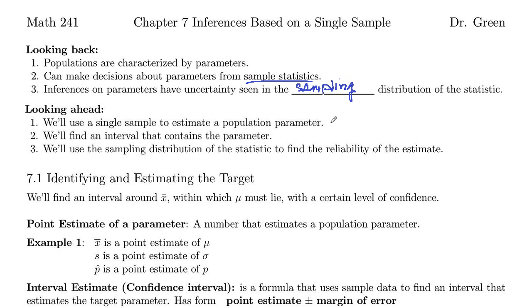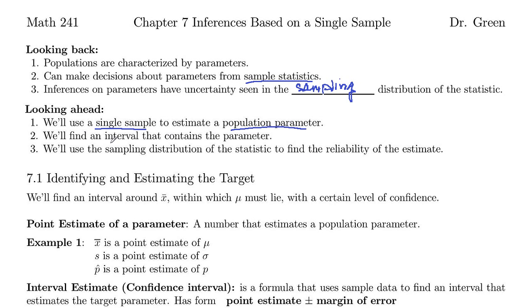So the values of that sample statistic are distributed. They're not all the same. Some of them are far off from the middle of the distribution in lower frequency than towards the center, at least. Now, looking ahead, we're going to use a single sample to estimate a population parameter.